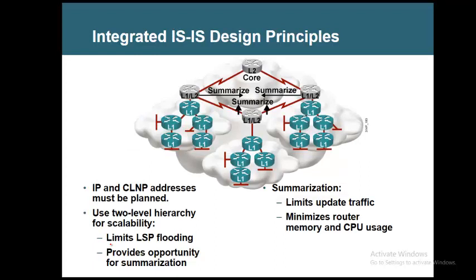Now, integrated ISIS design. You know what it means? It means that you have both IP and CLNS together. So you need to properly plan for IP and CLNS. I think this is not really needed because you don't use CLNS or CLNP. Anyway, you still need to plan for IP. In IP also, you use a two-level hierarchy so that you can have scalability.